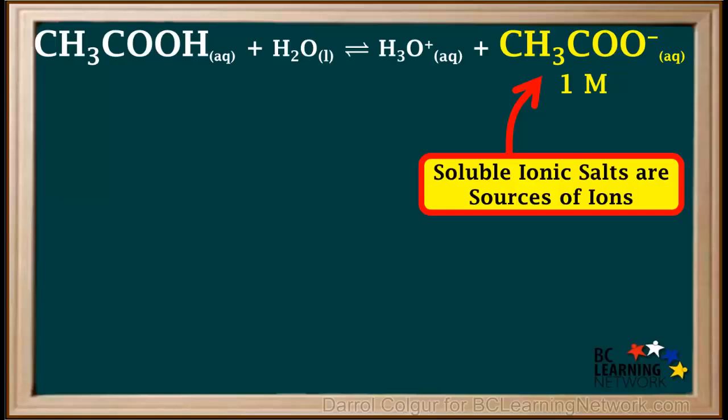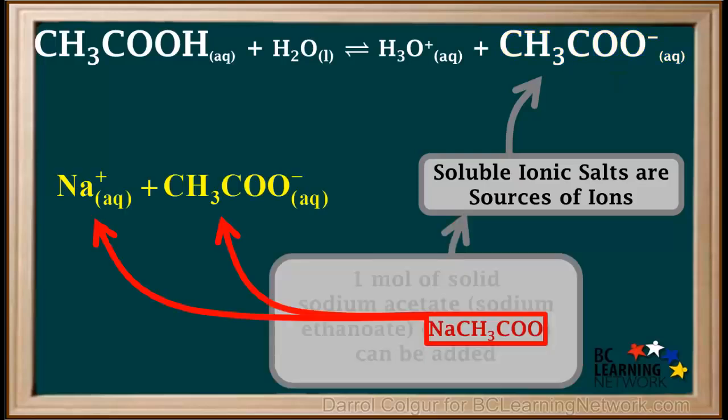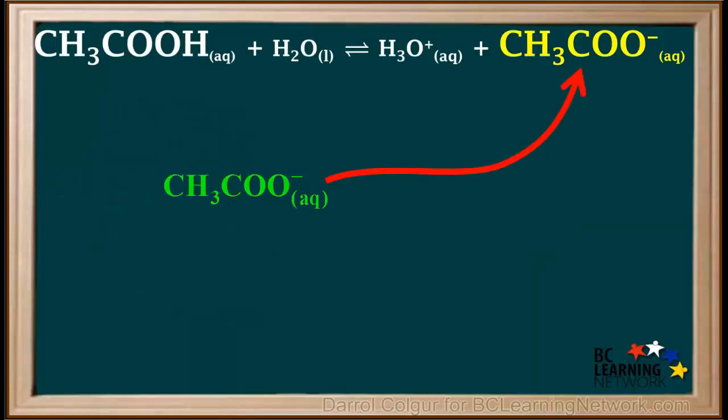We can use soluble ionic salts as sources of ions in a buffer solution. To make this buffer, we could add 1 mole of solid sodium acetate or sodium ethanoate to enough 1 molar acetic acid to make 1 liter of solution. The salt sodium acetate dissociates into sodium and acetate ions. The ion in the salt that's not part of the buffer solution is a spectator ion. In this case, it's the sodium ion. And we'll discard it, and we're left with the acetate ion, which is part of this buffer solution.